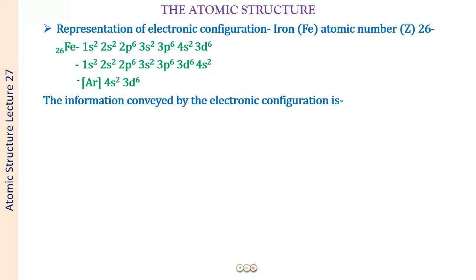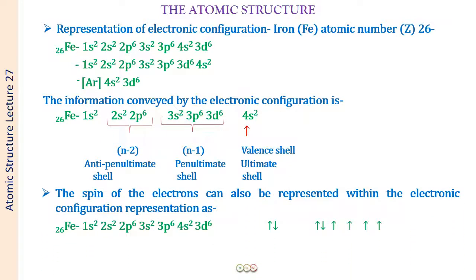So the information conveyed to us by this electronic configuration that you can understand is, this is the innermost orbit, 1s2. Then we have the outermost orbit, right? The outermost orbit is called the valence shell, or the ultimate shell, which has the highest value of n. The highest value of n is 4. So the next lesser value is going to be n minus 1.